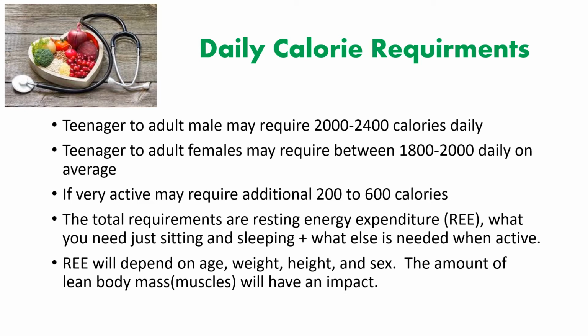So what we need the calories for are two components. One is the resting energy expenditure, which is what your body needs to maintain itself just when you're sitting and sleeping. Then it needs, on top of that, whatever else is needed when you're active. The resting energy expenditure for a person may be around 1,200 to 1,400 calories, depending on how much muscle they have. And really it depends on the age, weight, height, and sex of the person. So then the rest of the calories beyond that are from activity.